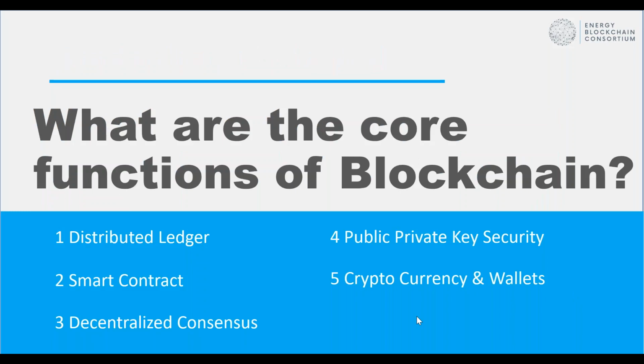All right, so let's talk about these core functions of blockchain. I'm going to focus on these 5 functions, which were the top layer on top of the middleware, if you remember that. Okay, we'll talk about the distributed ledger. What is it? Smart contract, decentralized consensus making. What is a public-private key security? And a little word on the cryptocurrency and wallets. And when we do all of these 5 things, then I'll give you a transaction, which is a peer-to-peer transaction.